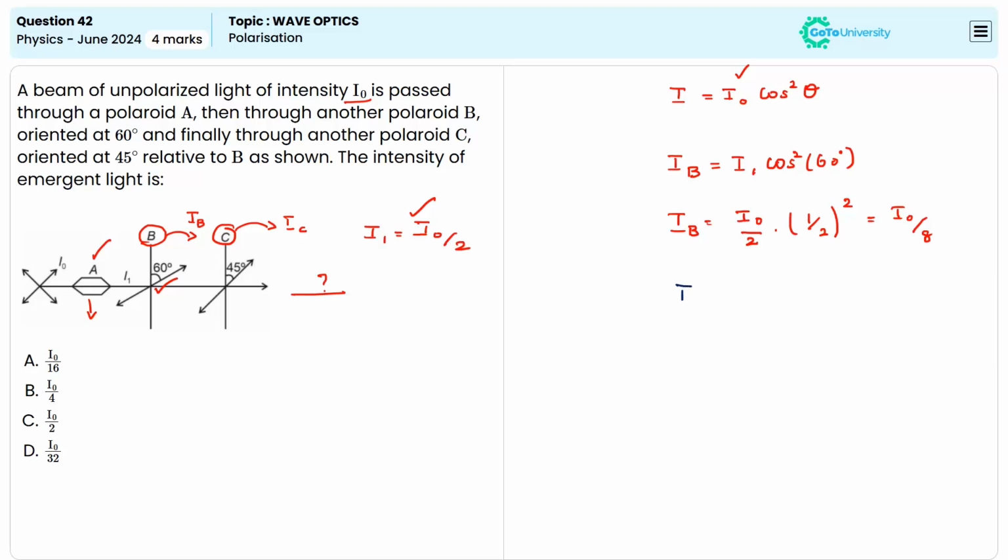Let us calculate the intensity of the light coming out of Polaroid C, which will be equal to IB times cos square 45 degrees. Applying the values, it will be I naught over 8 times 1 over root 2 whole squared. Simplifying this, we get I naught over 16. So the intensity of the light coming out of Polaroid C is I naught over 16, and the correct answer here is option C.